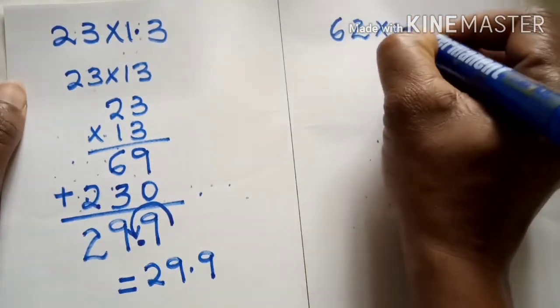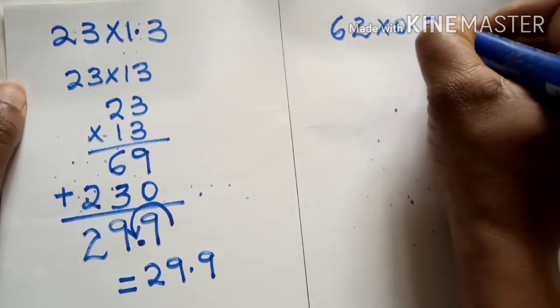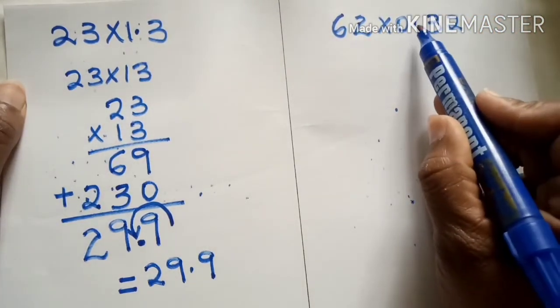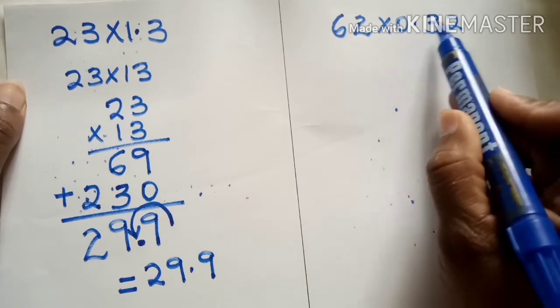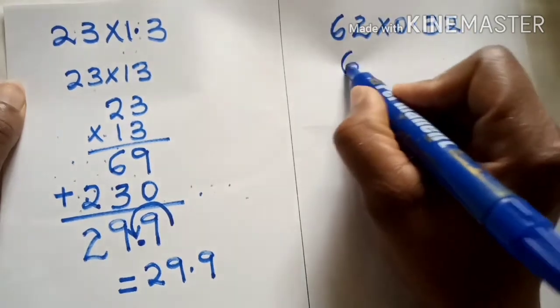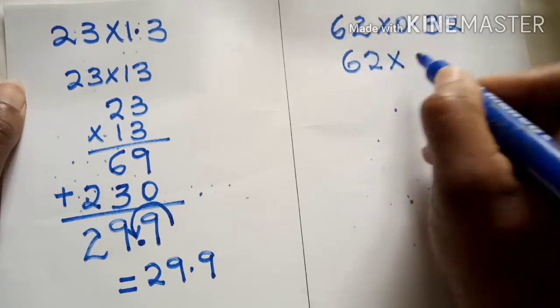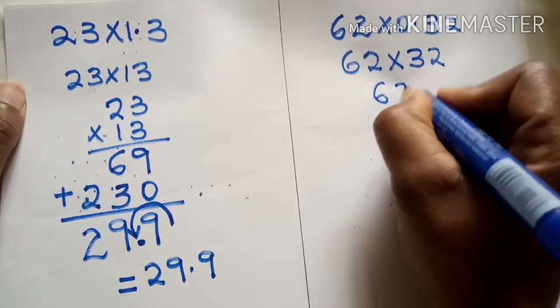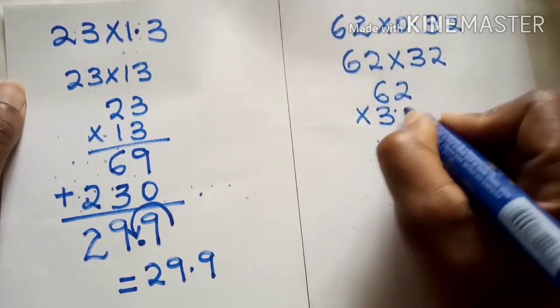62 times 0.32. Again, we assume that this point is not here, so that we take 32. We say that we have 62 times 32. So what is 62 times 32?